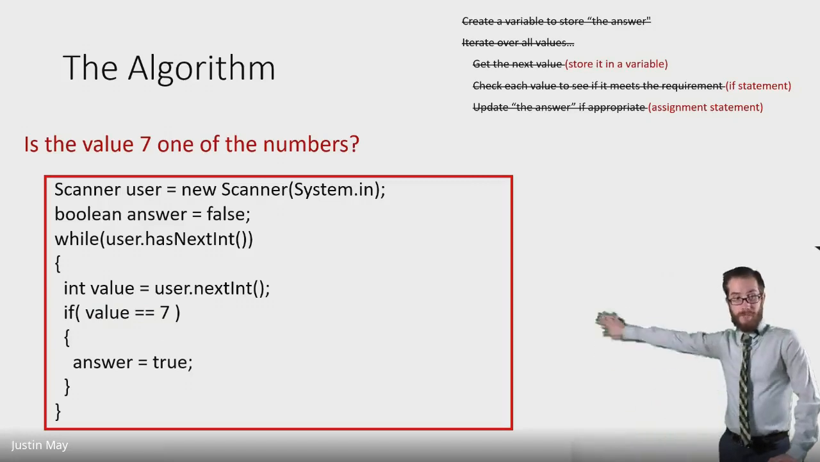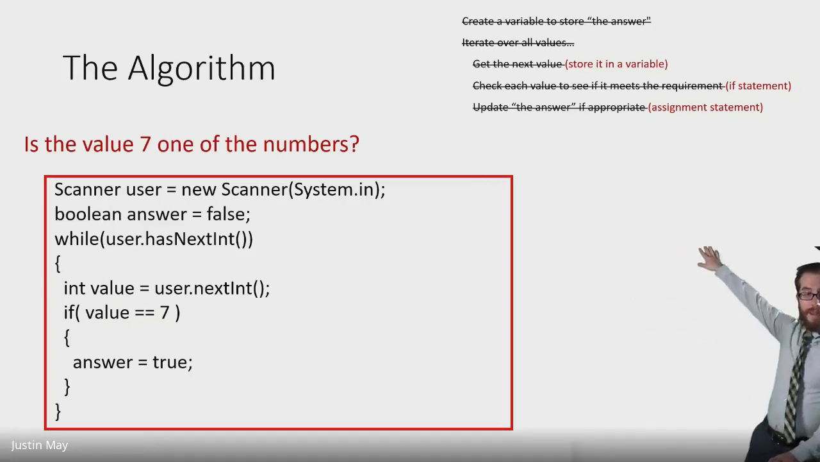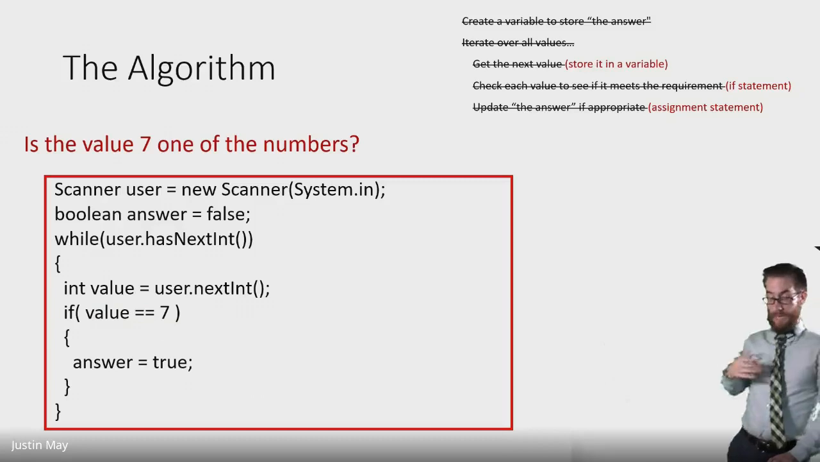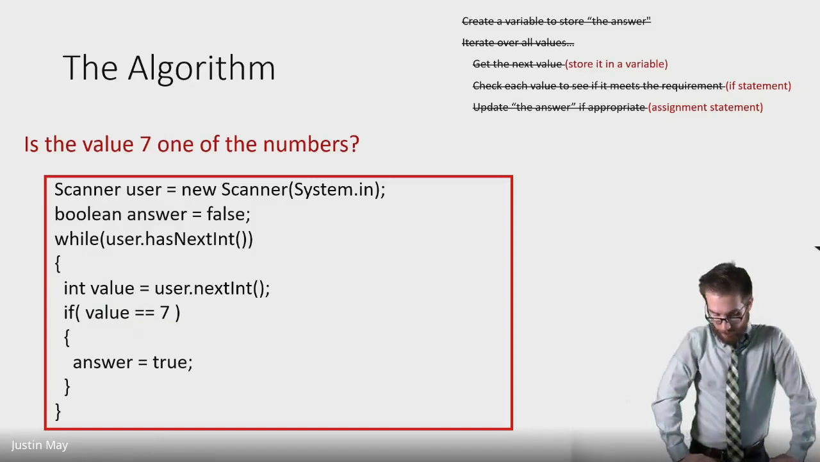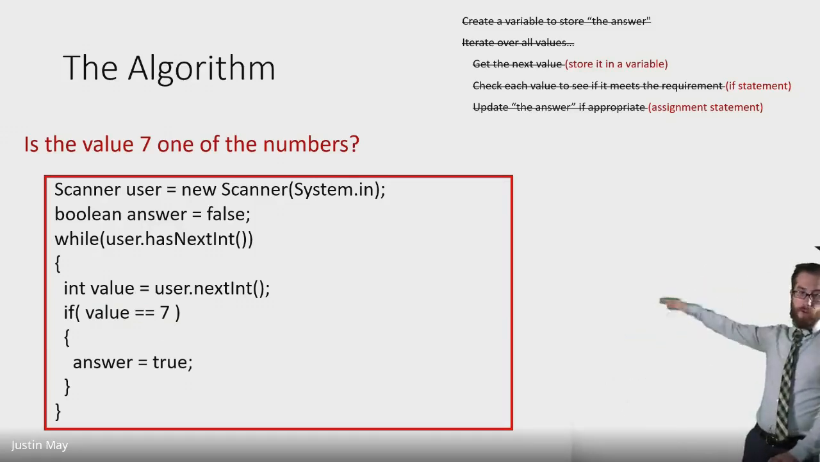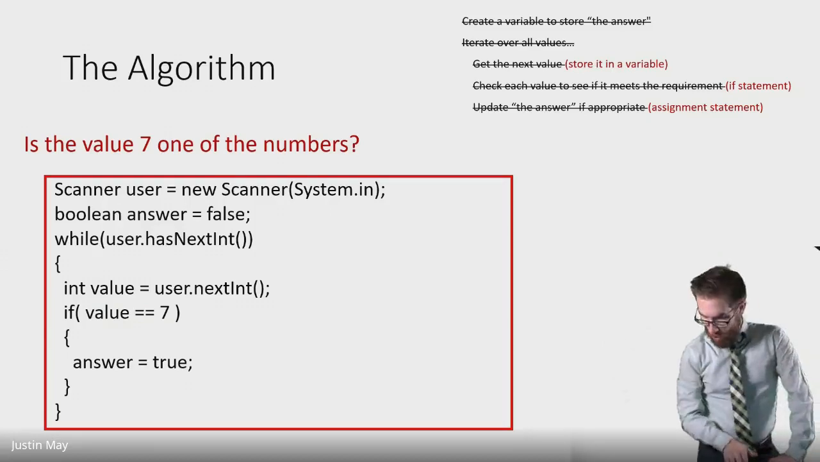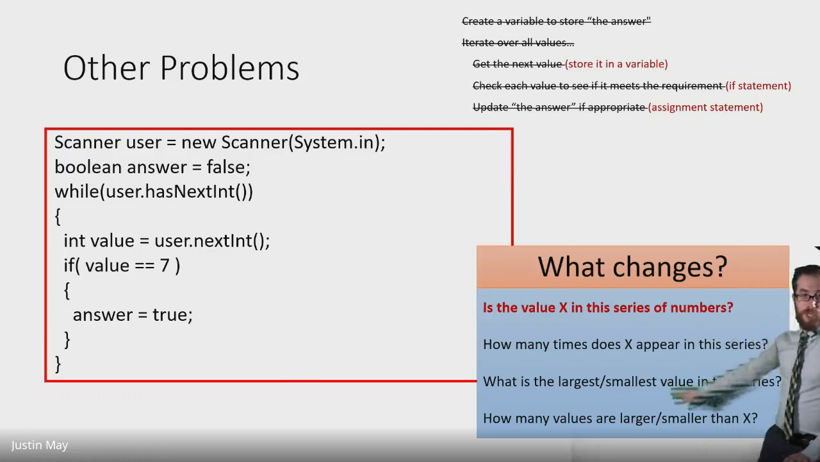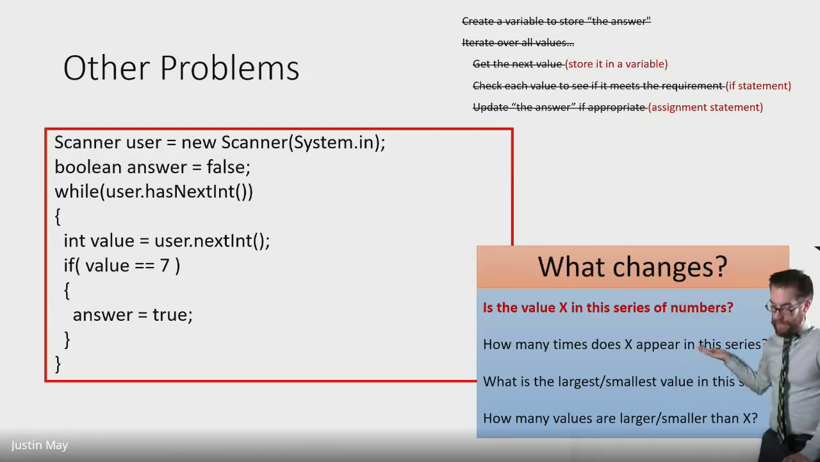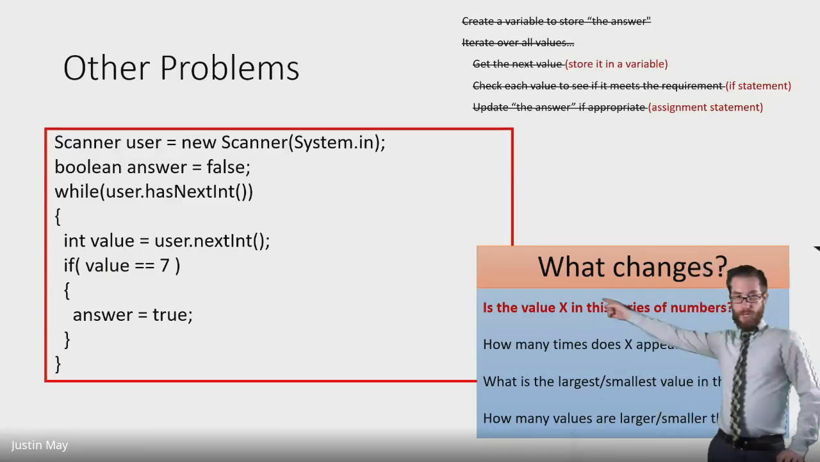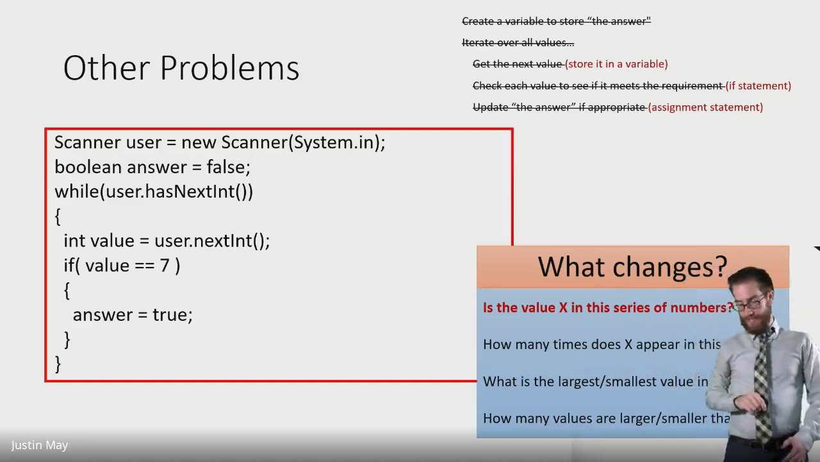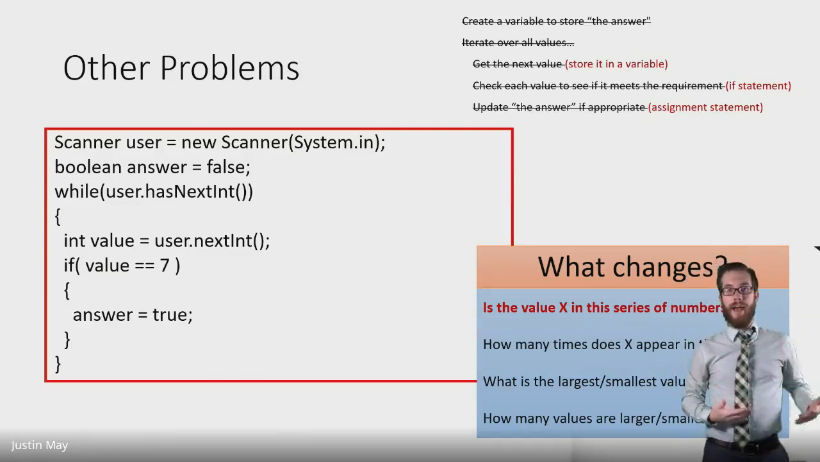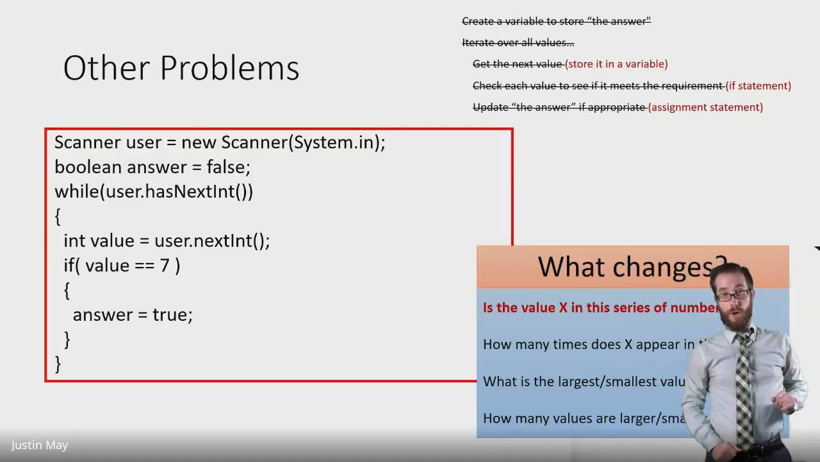And if one of those numbers is not 7, then the answer remains false, saying that they didn't type in that answer. So this is how you use a searching algorithm to solve this one particular problem. But like I said before, there's a bunch of different kinds of problems. And in fact, there's a more generic version of this problem, which we talked about: is the value x in this series of numbers? So instead of asking, did the user type 7, we could just ask, did the user type X for some value of X that would have been set somewhere else in the code?